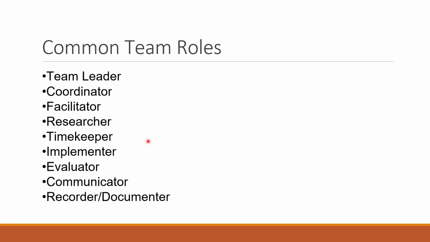There are implementers who execute the actual work and meet the deadlines. There are evaluators, they review the team progress and also identify the areas for improvement. There are communicators who handle the communication within the team and with external stakeholders as well. And finally, there are recorders or documenters whose task is to maintain all kinds of records, meeting notes, and the project documentation. So, for example, let's say that in a research project team, there is one person who will collect the data, one will write the report, one would present the findings, and maybe one will check the final work. So, these roles help divide the tasks efficiently.